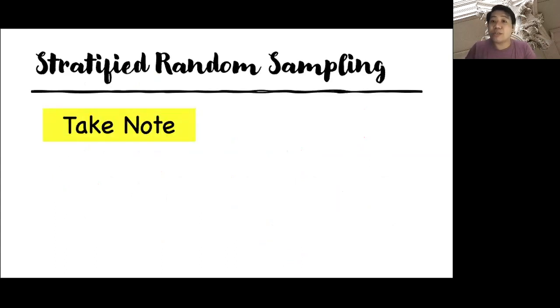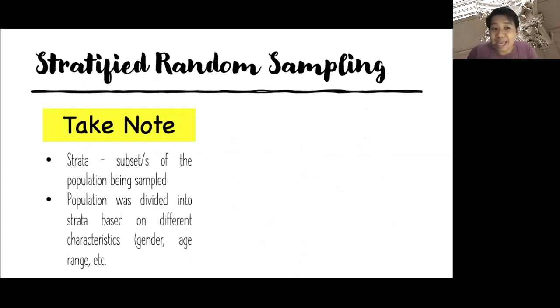Let's now proceed to stratified random sampling. So pag ginagamit po natin ito, tandaan natin yung salitang strata, which means subsets or subset of a population being sampled. So bahagi lang po siya ng population. So population was divided into strata based on different characteristics. So for example, hinati-hati sila based sa gender, male, female, according sa age range.